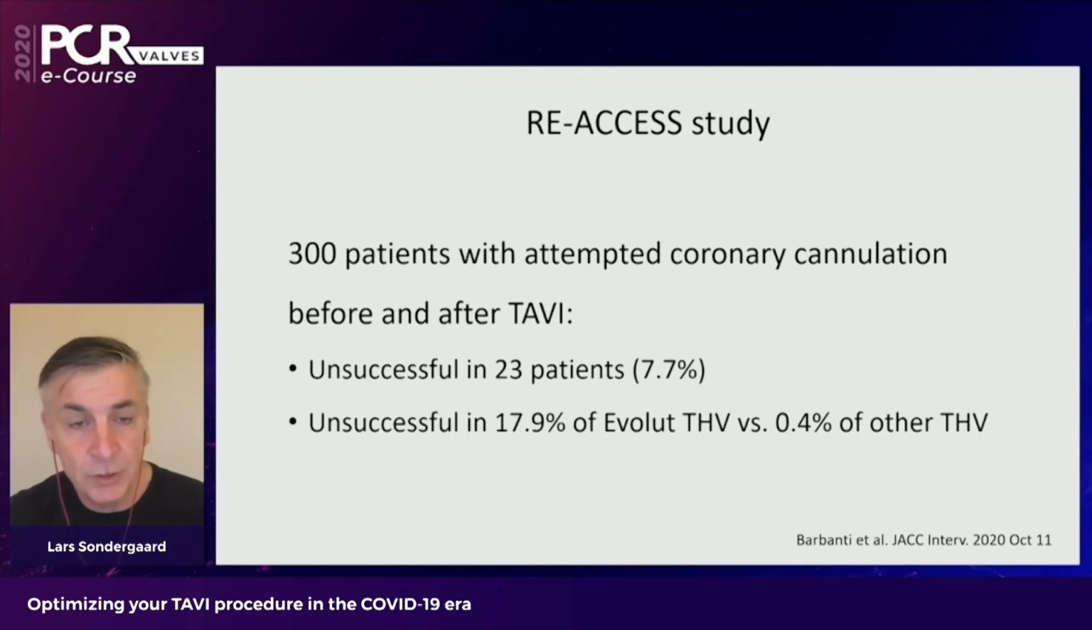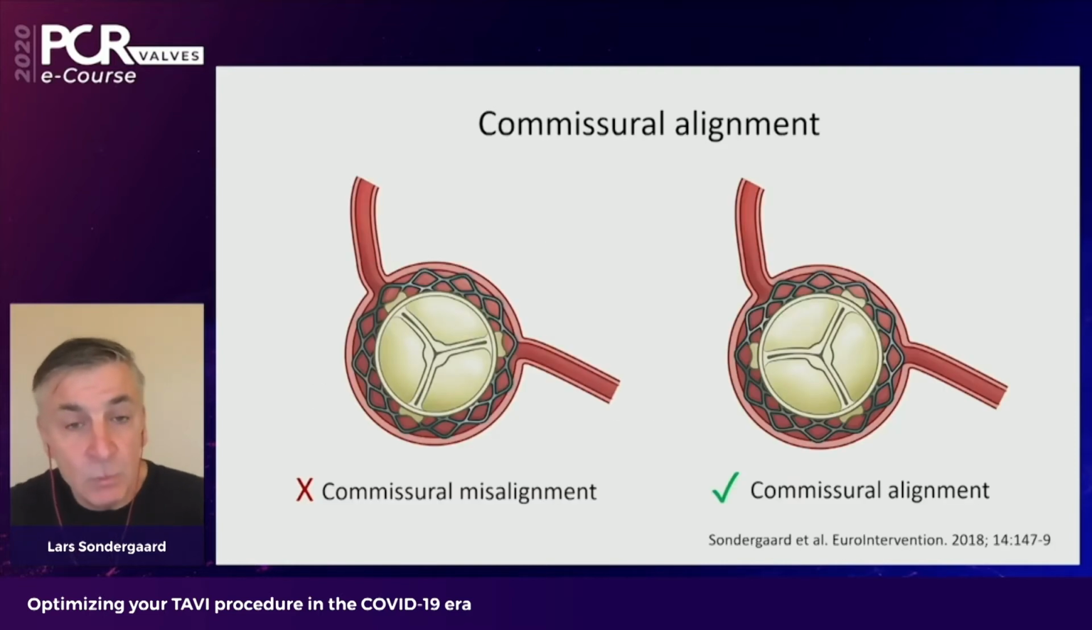This is a recent study, 300 patients, where immediately after the TAVI procedure, they tried to access the coronary arteries, and you can see that it was unsuccessful in 7.7% of the patients. 23 patients, where 22 patients were actually treated with an Evolut platform. So again, supra-annular position of leaflets will make it more difficult to re-access the coronary arteries. But still, what we all need to aim for, no matter what valve we're going to implant, is commissural alignment.